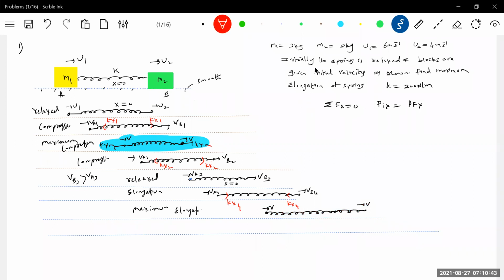So here it will be kxm, sorry. At maximum elongation this will be... okay, I'll give one more. Very next moment, sir, can you tell what will happen? VB5, VA5. So again this will be elongation, KX5. Look at this one. But again, if you check, VA5 will be greater than VB5. So this is again an elongation.